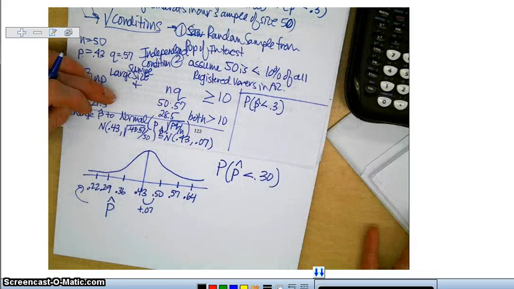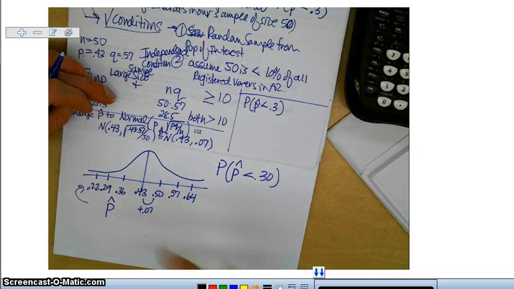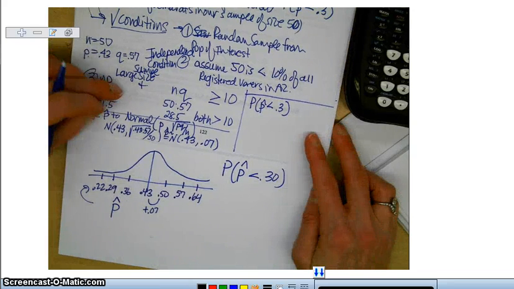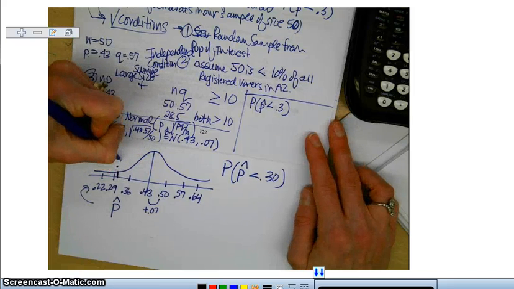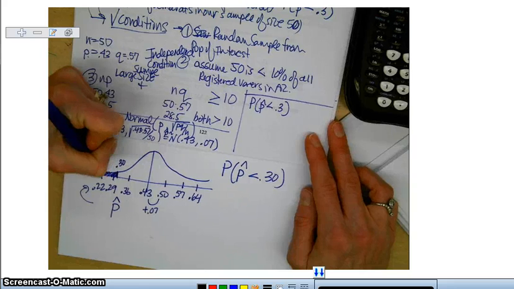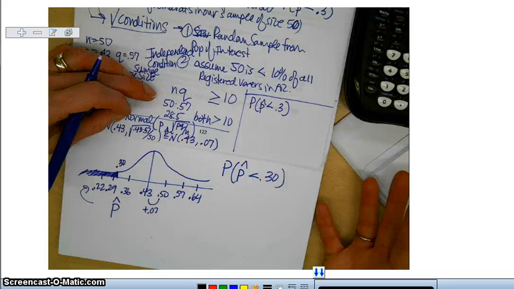Okay, now, have we done problems like this before? The only difference is instead of having p hat, we had x. Okay, now we just have p hat. So 0.30 is like right here. There's 0.30, and less than that is shaded over here. But haven't we changed p hat to normal?